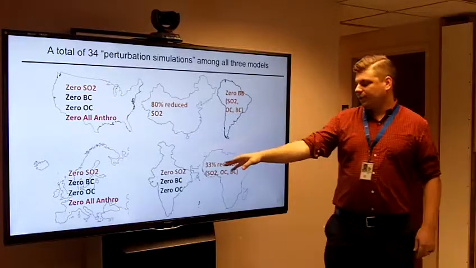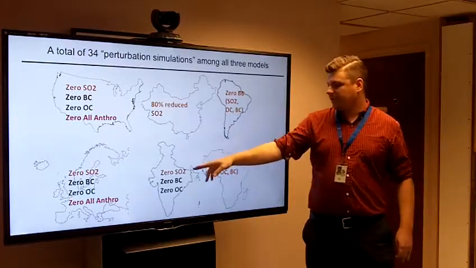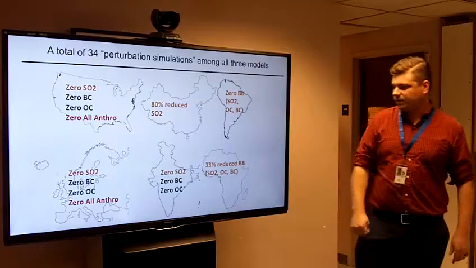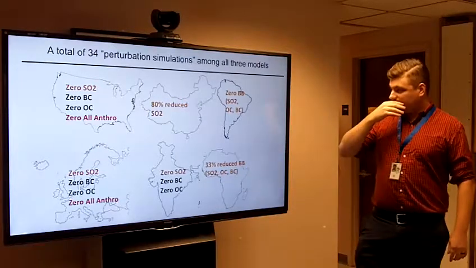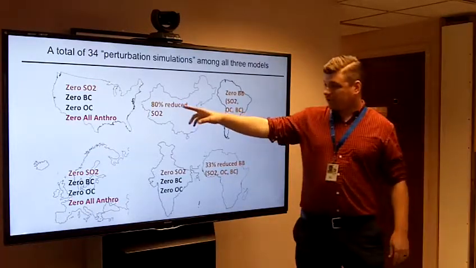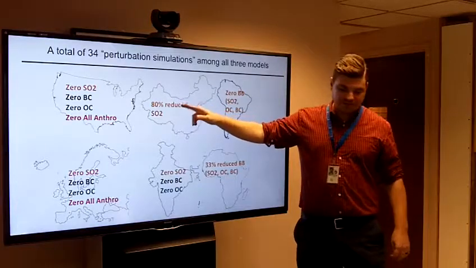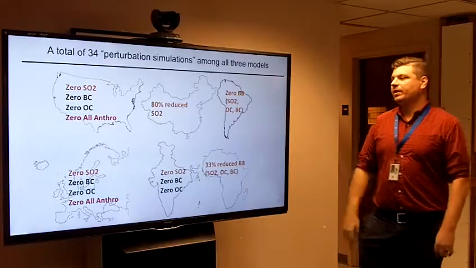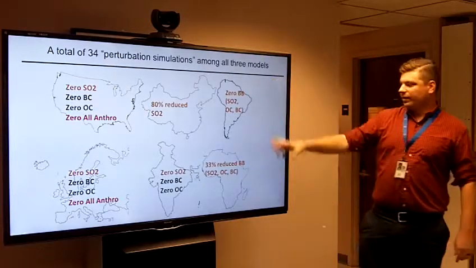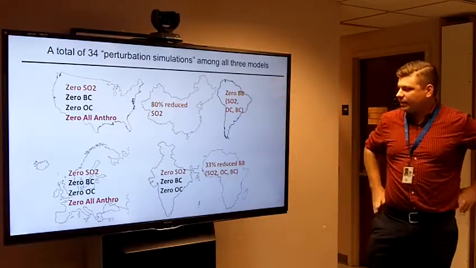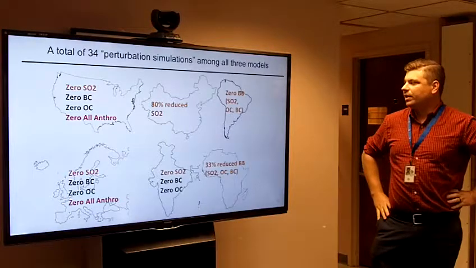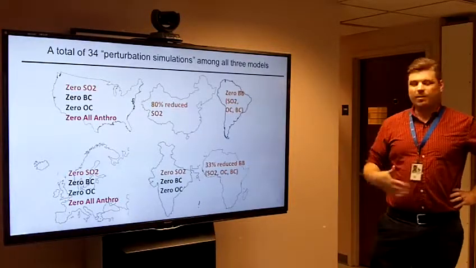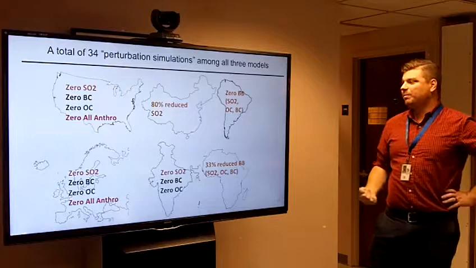Over India, we do some of the same ones, 0 SO2, 0 BC. And then over China, this figure is a little out of date, we've done SO2, but we've also done black carbon. And then over Africa and South America, I'm not going to talk about these results much, but we chose to do our perturbations on biomass burning emissions.